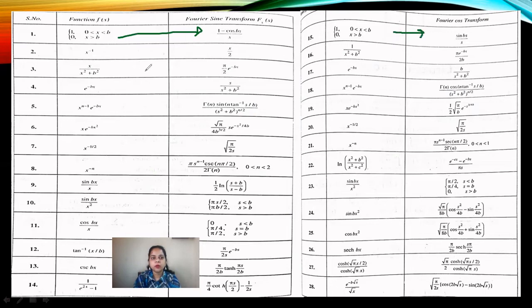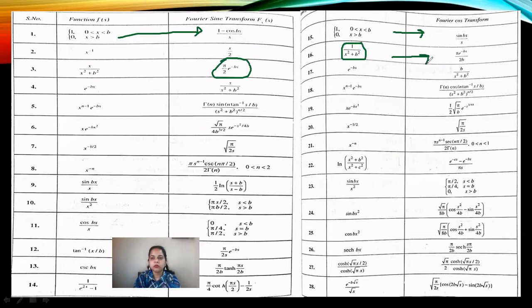If we have x upon x square plus b square, then the Fourier sine transform is pi by 2 into e to the power minus bs. And if the function is 1 upon x square plus b square, then the Fourier cosine transform is pi by 2b e to the power minus bs.